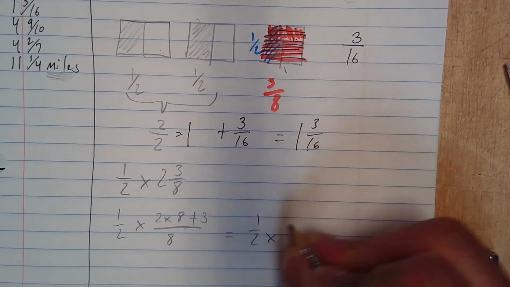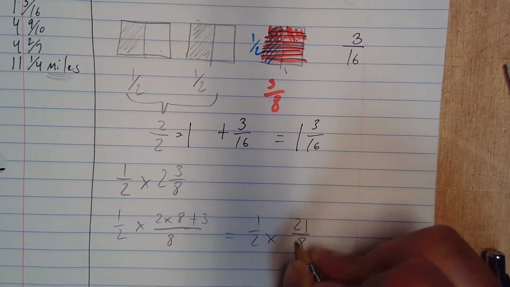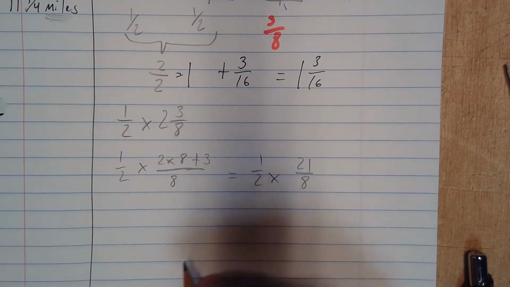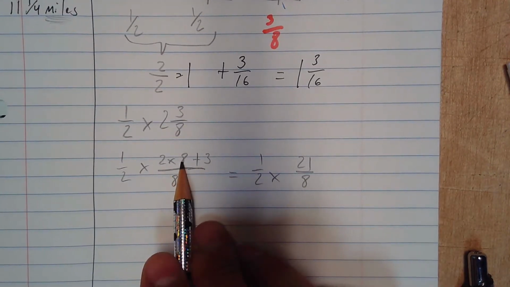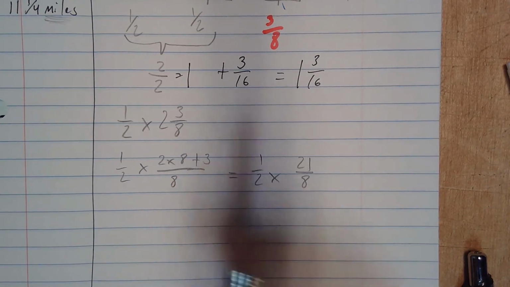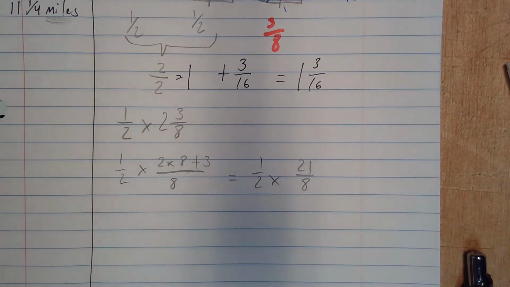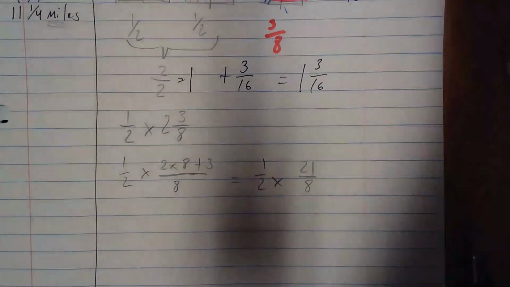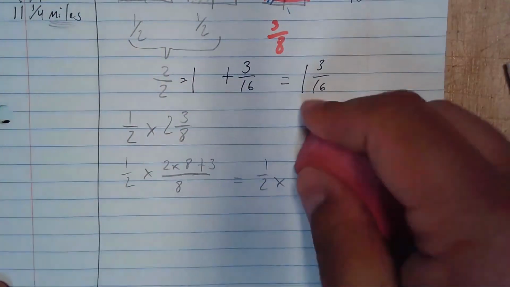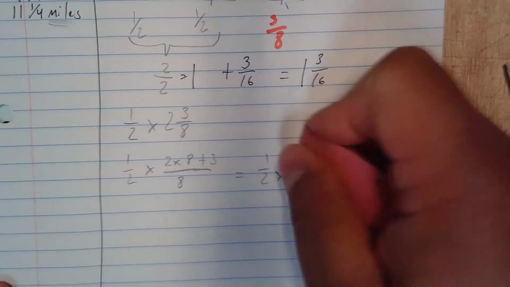That's 1/2 times 21/8. I kind of skipped a step. Hope you forgive me for that. 2 times 8 is 16, plus 3 is, whoa, I'm glad I checked. 16 plus 3 is not 21. Hope you can see that. Whoa, whoa, whoa. See, people, even teachers make mistakes.